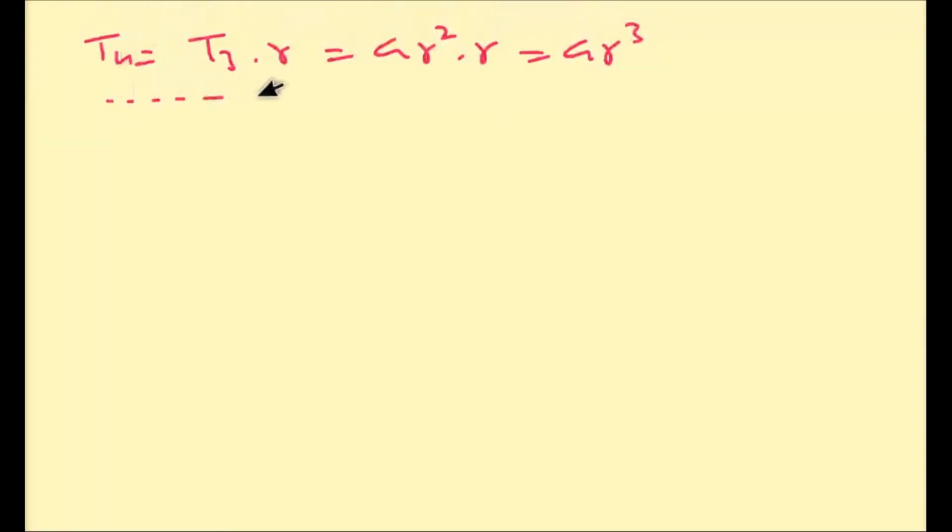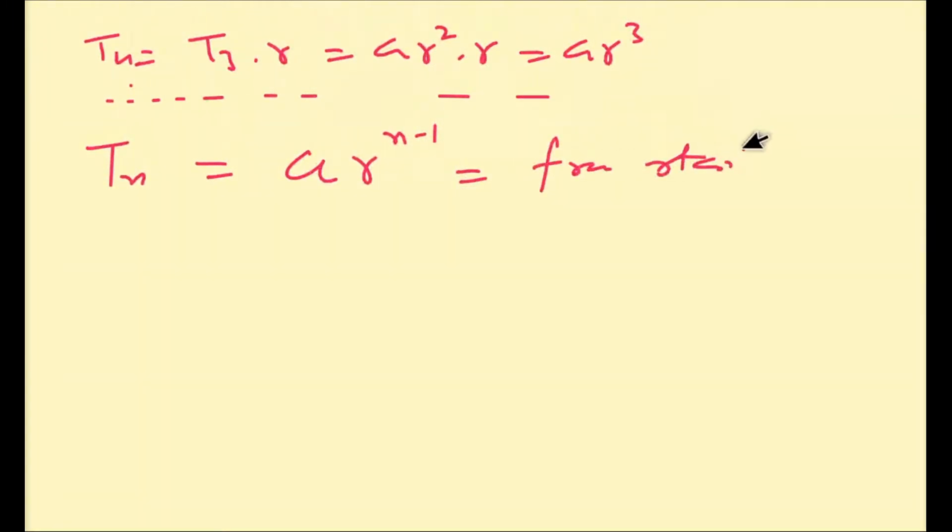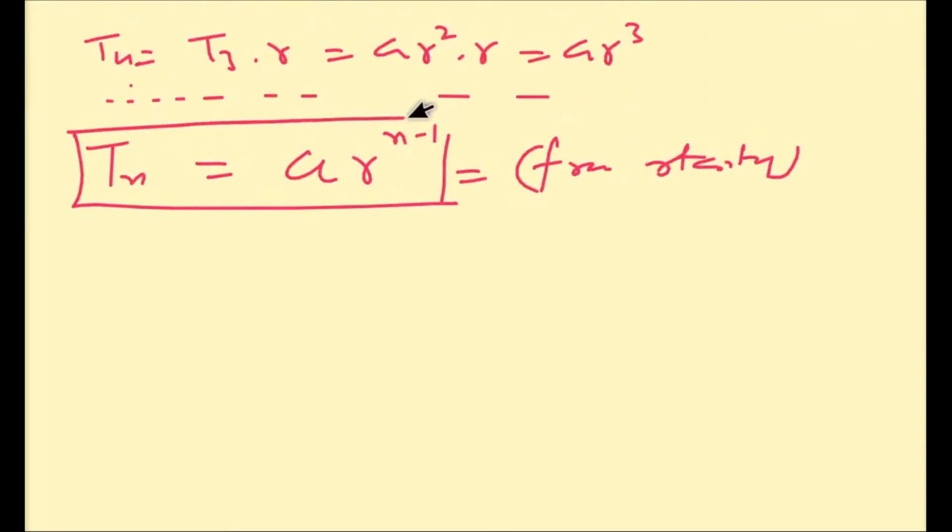So similarly, if 4 is here, it is 3. What if 10 is here? It should be 9. So we can say the nth term Tn should be AR to the power n minus 1. From the start, if we want to find the nth term, we can use the formula AR n minus 1.